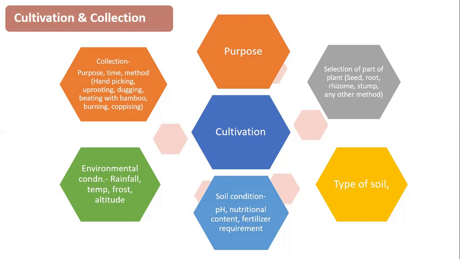Then there are coppicing methods. Likewise, these are the different methods to be adopted for the collection of the drug. Coconut is collected by climbing the tree, cutting it down, and bringing it down slowly, taking care that it is not disturbed. Likewise, these are the different methods for the collection of drugs. Okay, so this is about the cultivation and collection of the drug material. Hope all of you understand that.